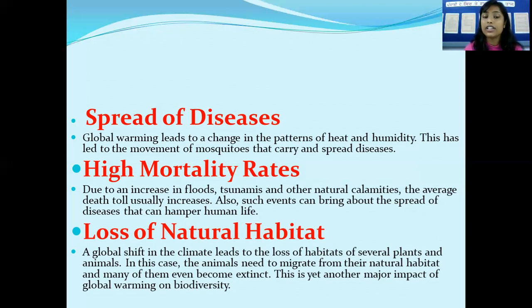Now, the loss of natural habitat. A global shift in the climate leads to loss of habitat of several plants and animals. In this case, what we have seen is that the animals need to migrate from their natural habitat to other places, and if they are not able to adapt themselves to the changing atmosphere, they may go extinct also. Okay, this is one of the major effects of global warming.